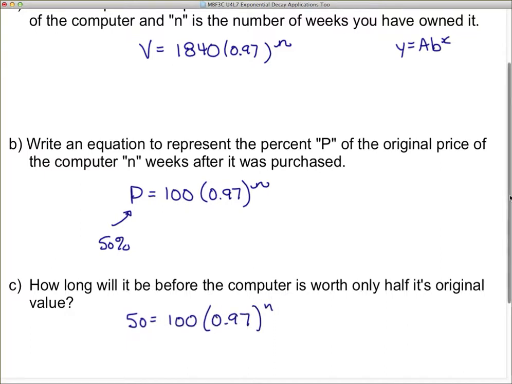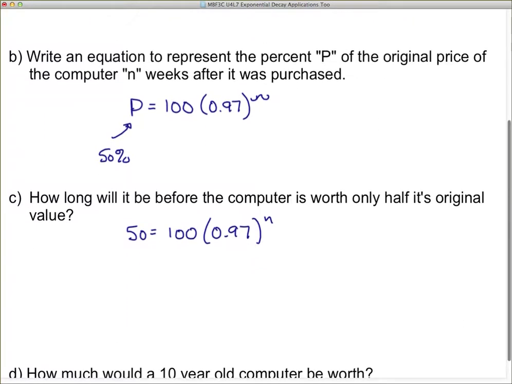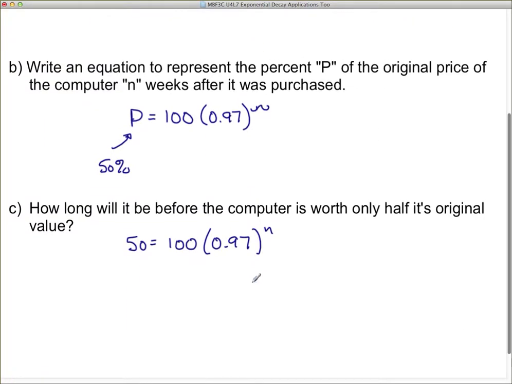Now the n is really hard to solve for. In fact, we don't solve for it in this course other than to do the dreaded trial and error. So here's what we're going to do. The first thing I'm going to do is get rid of this 100 just to make it simpler on both sides of the equation.